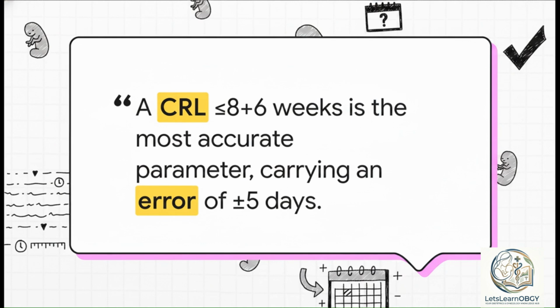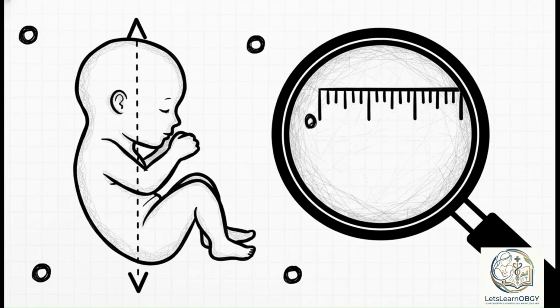Now keep in mind, this accuracy does slip just a bit to a margin of error of plus or minus 7 days if you measure it between 9 and 13 weeks. But that first measurement establishes the final EDD, and you do not change it later. Stick to it. Let's talk about the actual execution of the CRL.